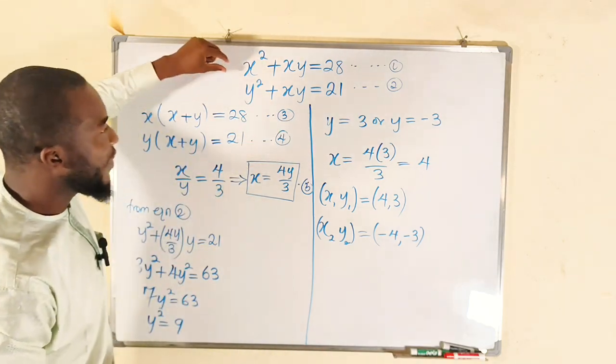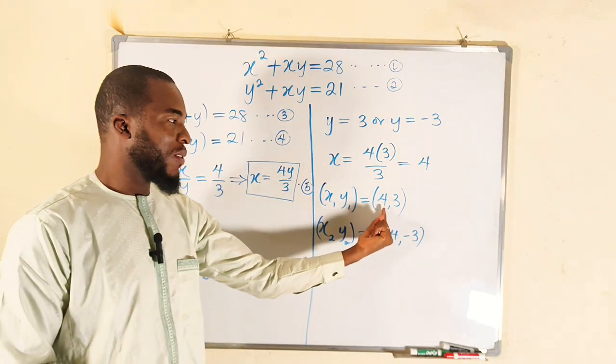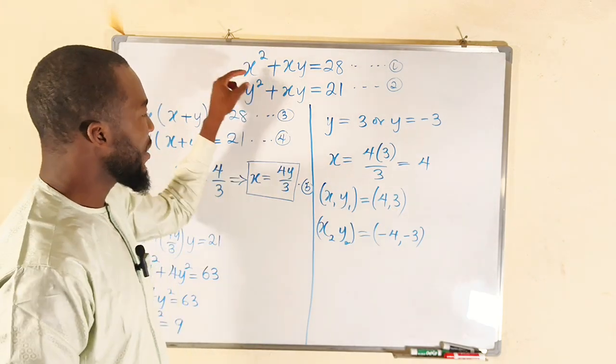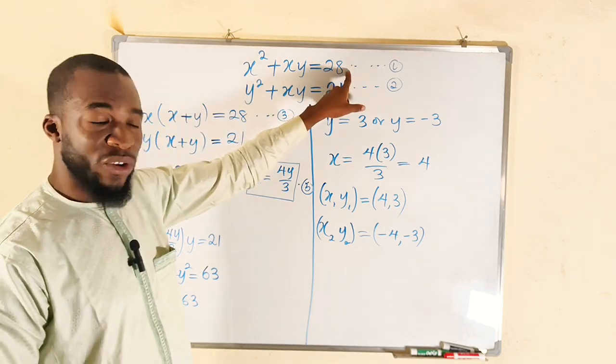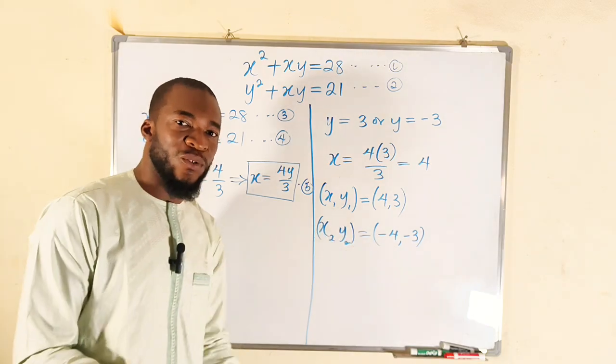If you like, you can confirm in this equation. Try to take a pair when x is 4, y is 3, plug them here, and simplify, and you are going to get 28 and 21. Do the same thing for this one.